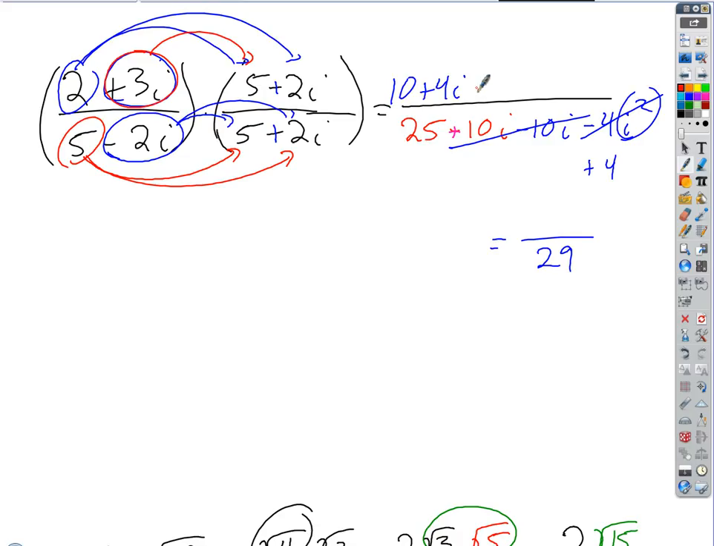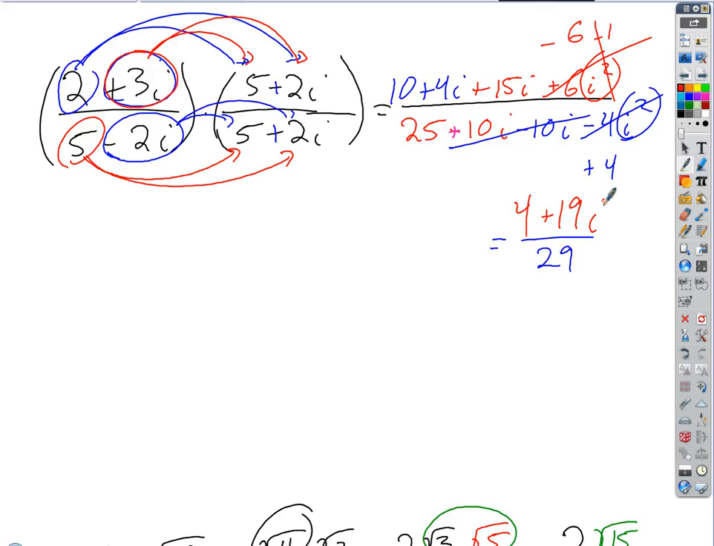3i times 5, 15i. And 3i times 2i is plus 6i squared, but that's just a negative 1, right? So what's that do? Just makes it a minus 6. Right, so then if we collect like terms, 10 minus 6 is 4, 4i plus 15i is 19i. And so that's our answer.